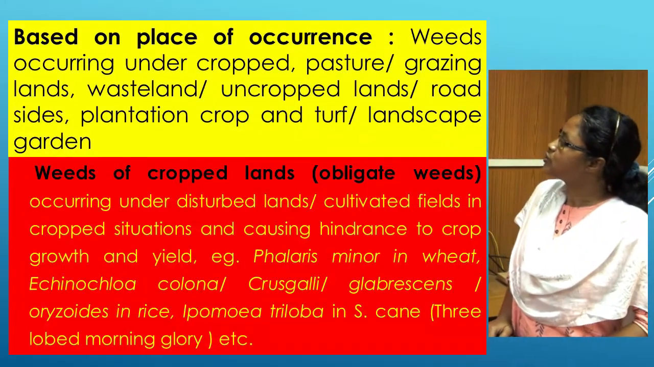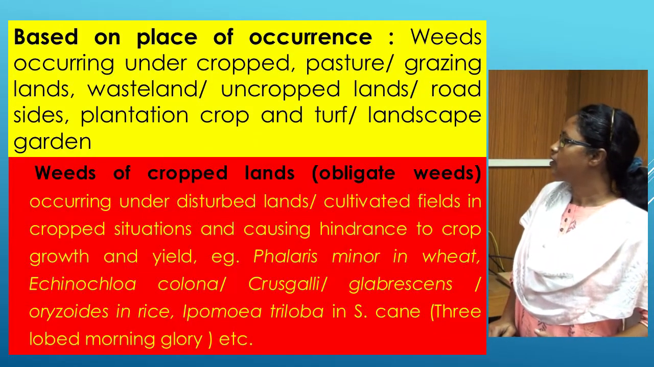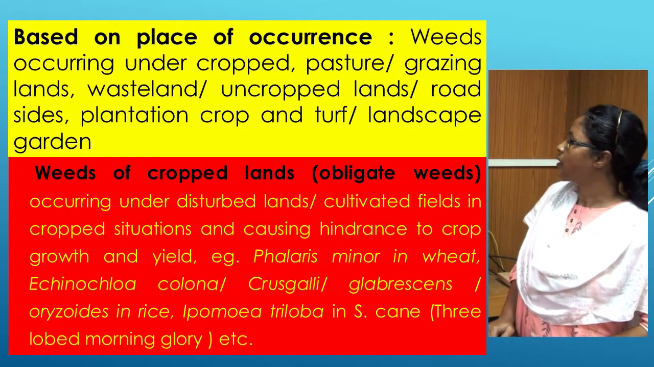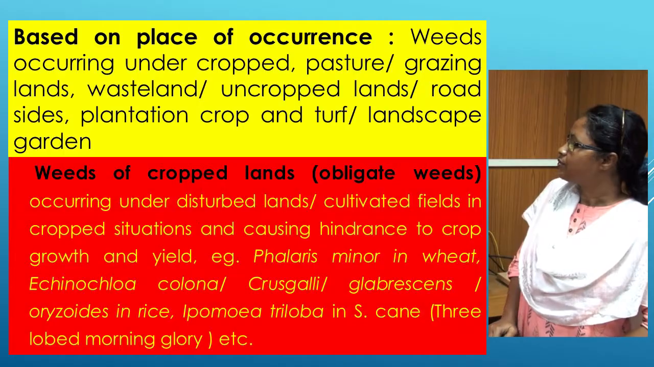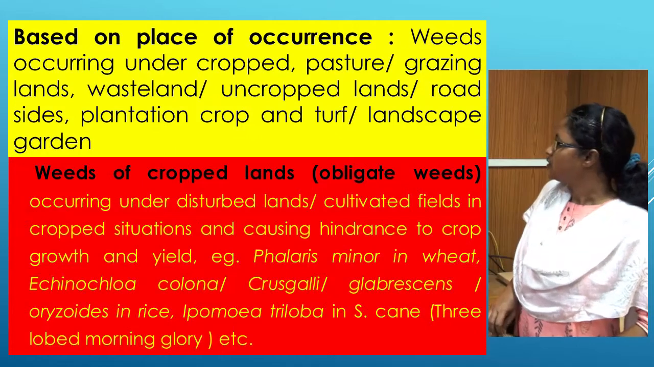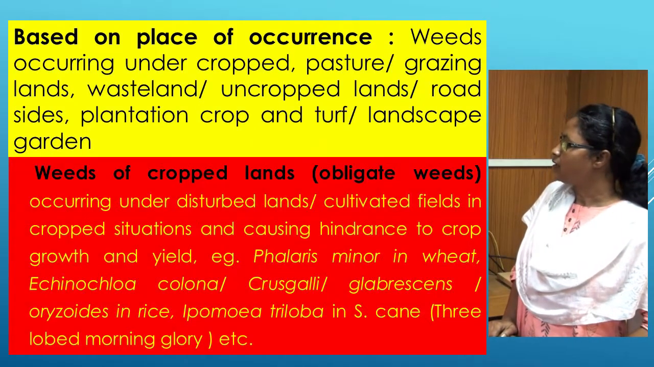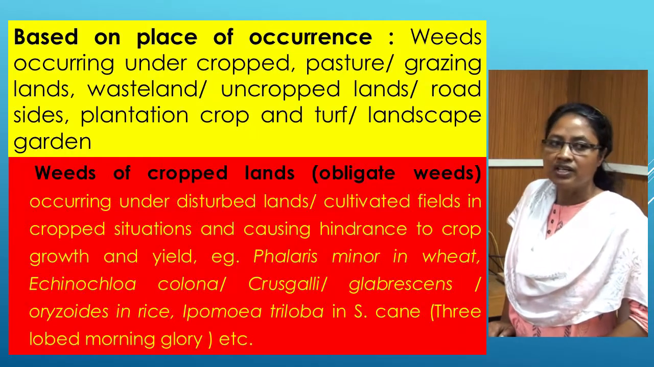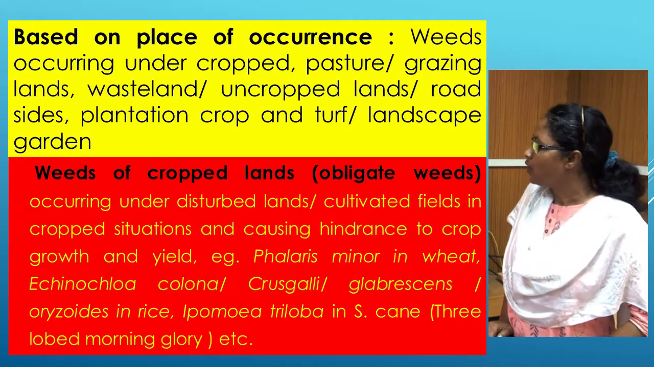Another classification is based on place of occurrence. Weeds occurring under cropped area, pasture or grazing lands, wasteland, uncropped lands, roadsides, plantation crop and turf or landscape garden. Those weeds which are found in cropped area are also called as obligate weeds. These are occurring under disturbed soil or cultivated fields in cropped situation and causing hindrance to crop growth and yield. Example, Phalaris minor in wheat, Echinochloa species in rice and Ipomoea triloba in sugarcane.